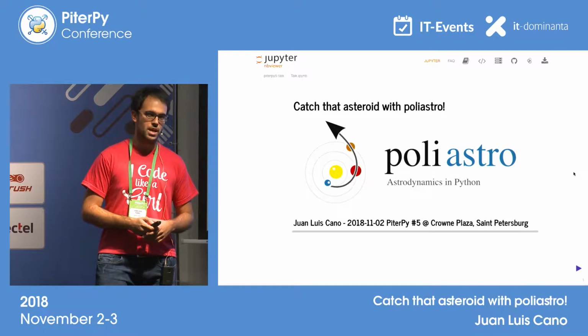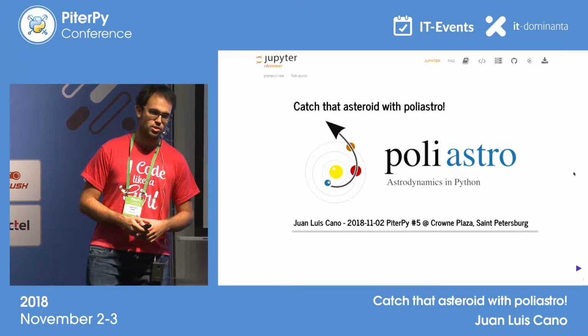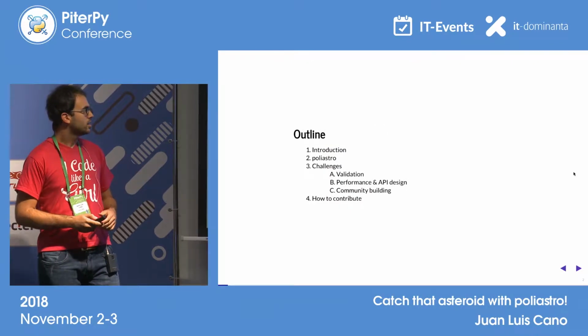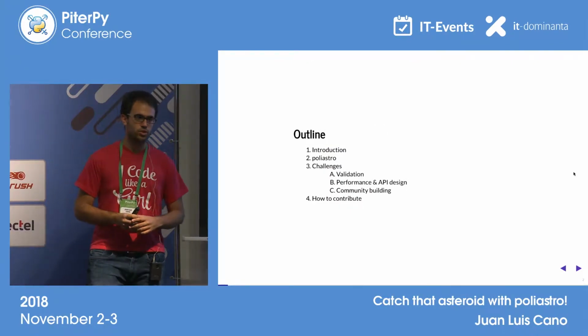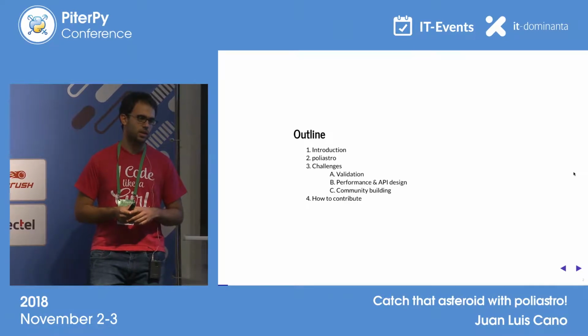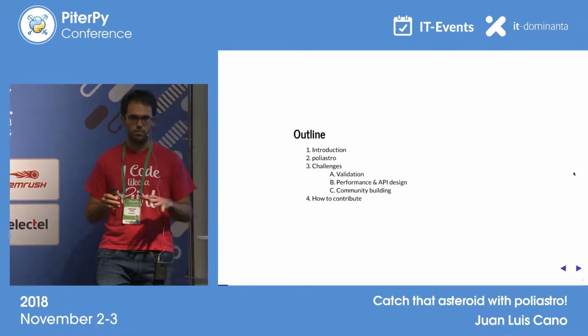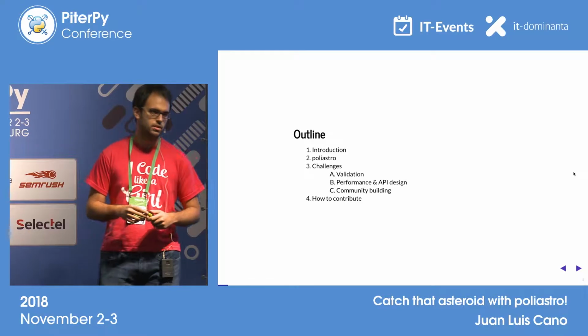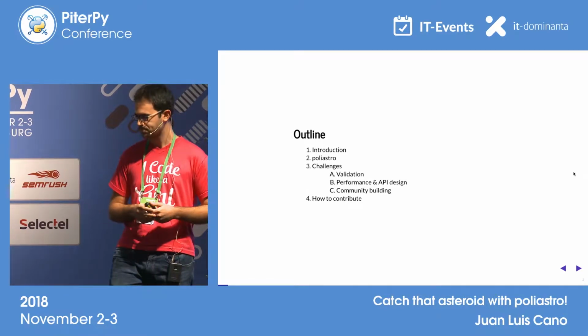We're going to talk about my personal project, which is a Python Astrodynamics library. This is what we're going to review. First, I'm going to do a very quick introduction to what this orbital mechanics stuff is, just for people that don't know anything about it, to set some context.